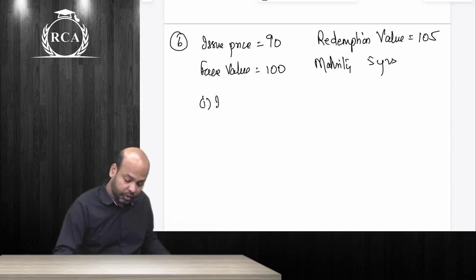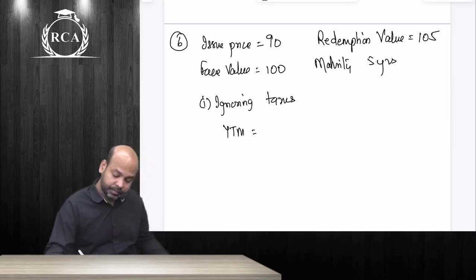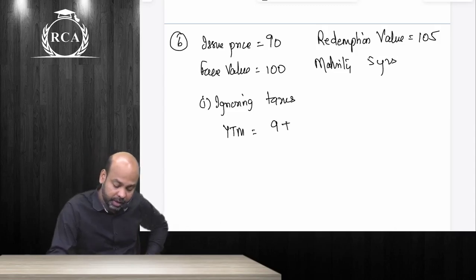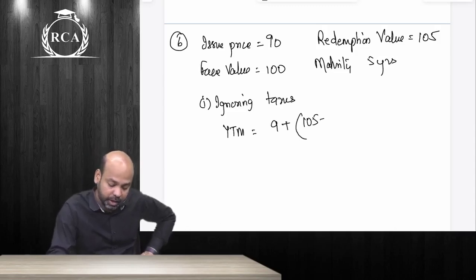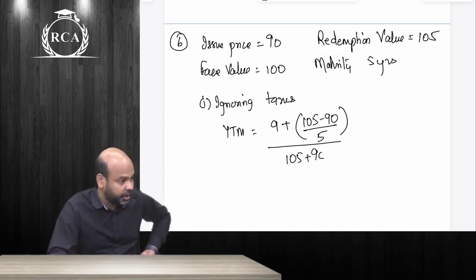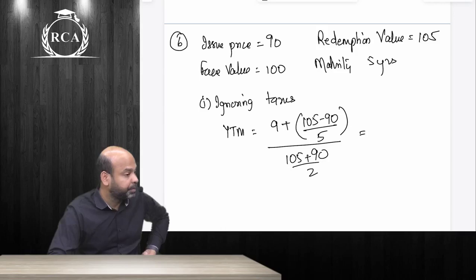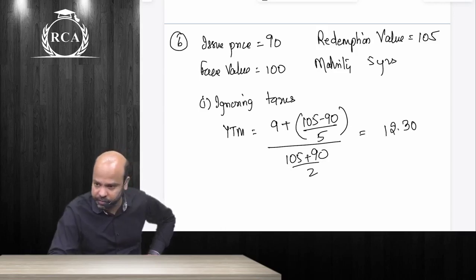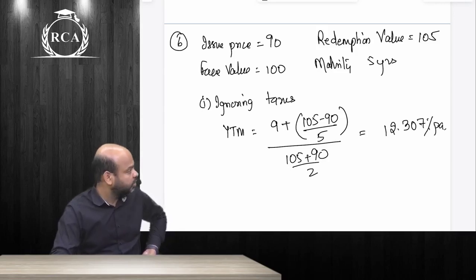First case, guys, ignoring taxes. This is not required in exam. Ignoring taxes, what will be your YTM, beta? Coupon rate कितना है? 9 rupees, 9%. So 9 plus redemption value, beta, is 105 minus 90 divided by 5 years, whole divided by 105 plus 90 by 2. This will become 12.307. क्या करा था तू?